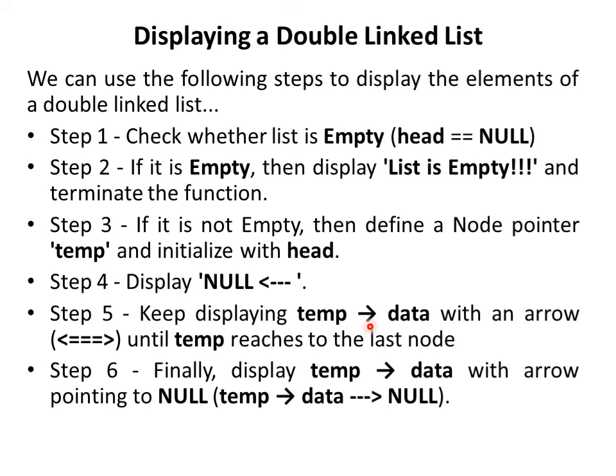Then keep displaying temp data with an arrow until temp reaches the last node. Last node means what here? Null. See, you can see here, that is in the sixth step. Finally, display temp of data with an arrow pointing to null. That is temp of data, then temp of next equals to null.